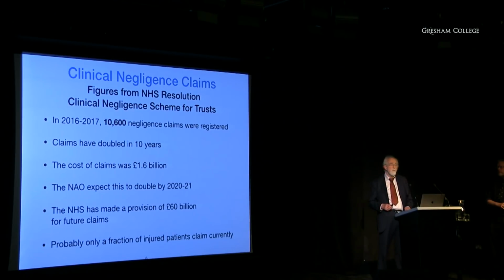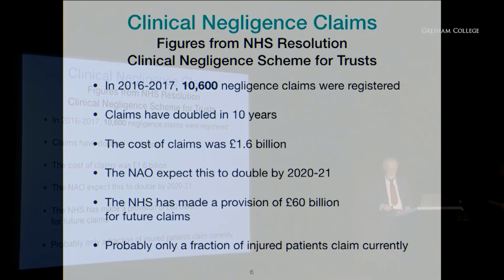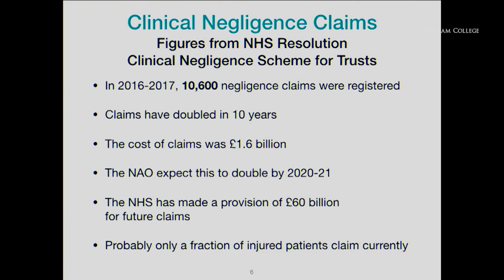It's costing the NHS £1.6 billion a year. The National Audit Office expect that to increase again, to double again by 2020. And the NHS has set aside £60 billion for future claims. They've made that provision in their accounts. And probably only a fraction of people who are injured actually claim. We can think of a lot of reasons why people wouldn't want to claim.